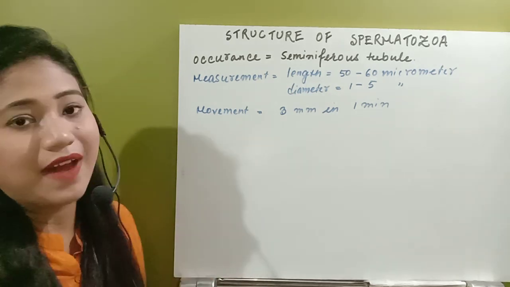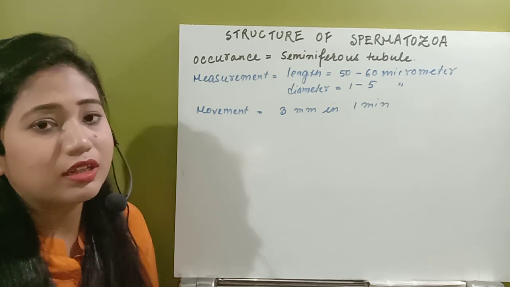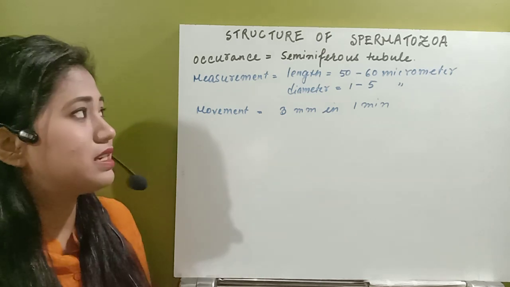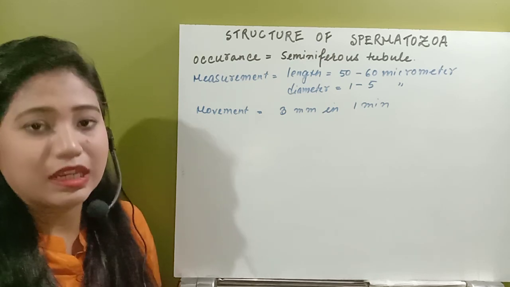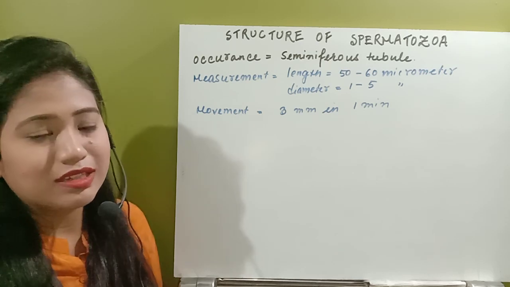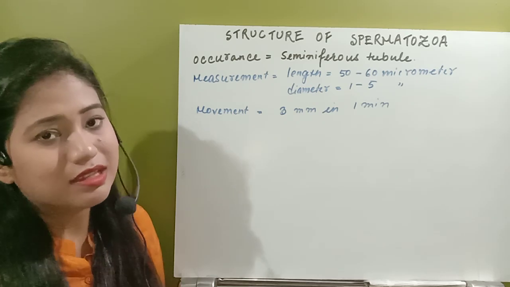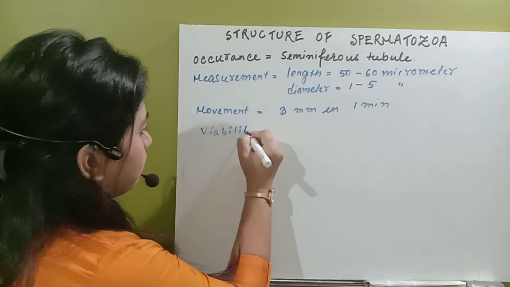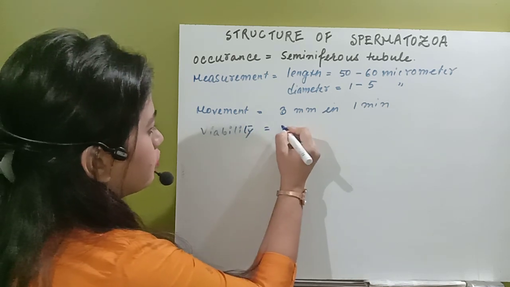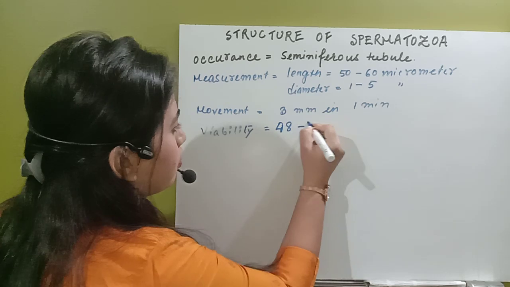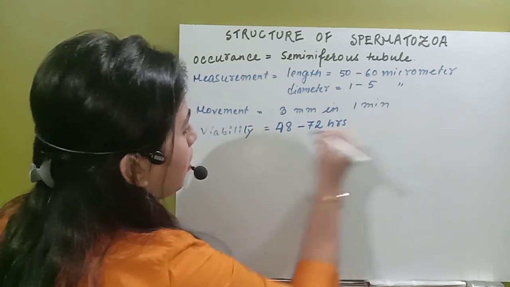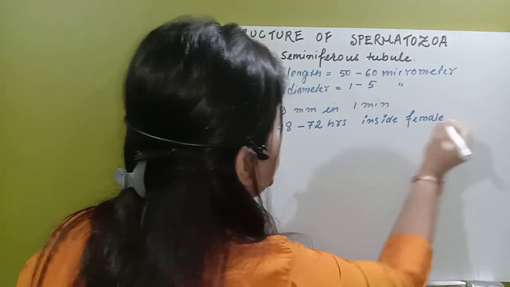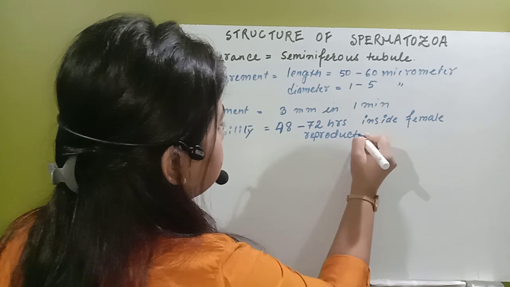So after that we should know its viability. Viability means inside the female reproductive tract up to how much time it can survive or remain active. So what happens inside the female reproductive tract, the spermatozoa as it is entering, it can remain viable up to 2 to 3 days. That means up to 48 to 72 hours it can survive. So its viability is around 48 to 72 hours inside the female reproductive tract.